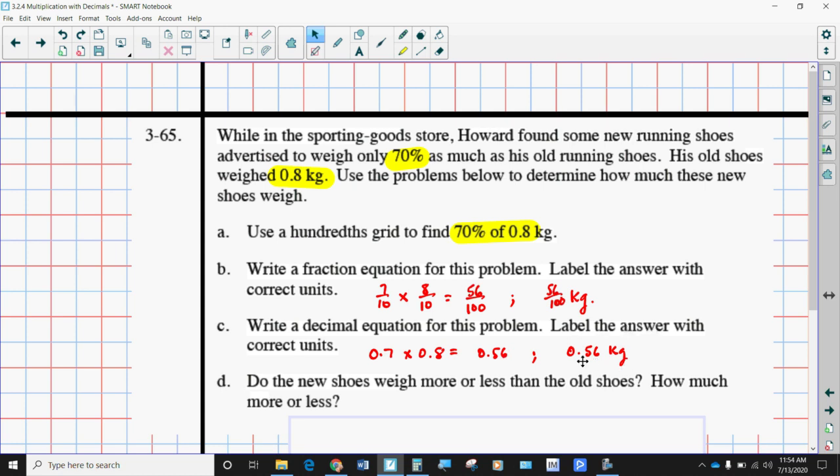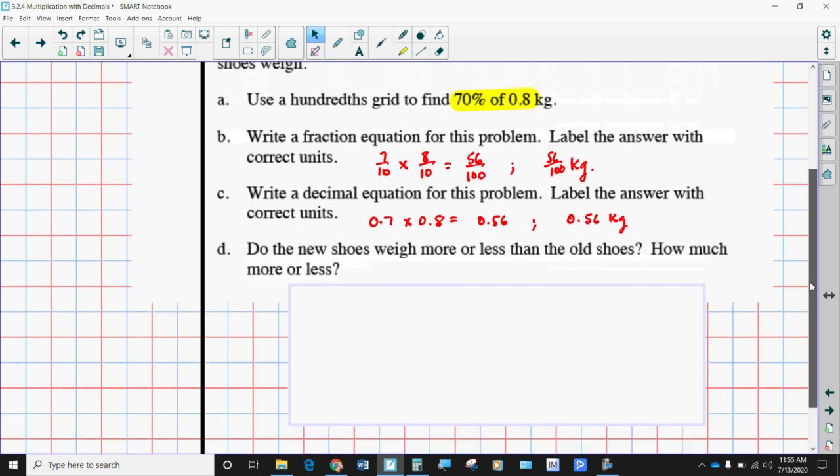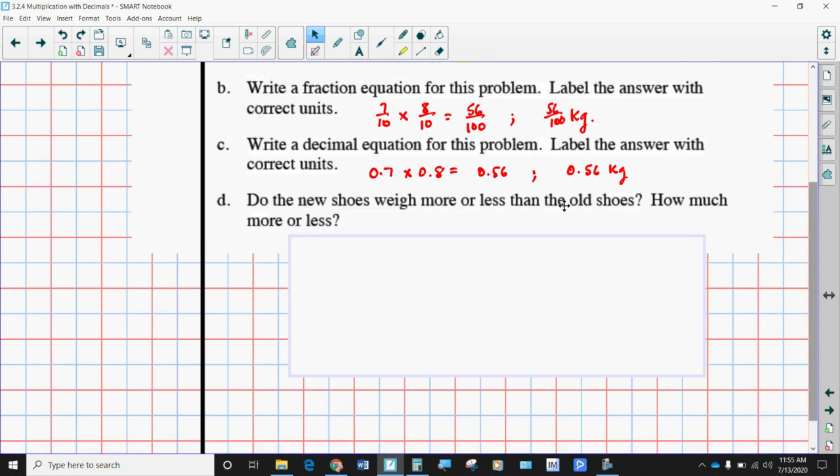So our final answer is 56 hundredths of a kilogram, which is the same way we would say it in fractional form, right? So remember, the name for the fraction matches the name for the decimal when we convert the decimal to its fractional equivalent. So, do new shoes weigh more or less than the old shoes?